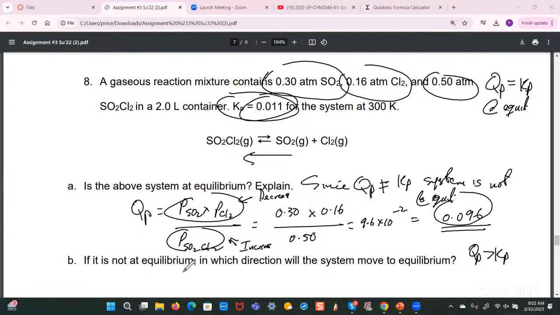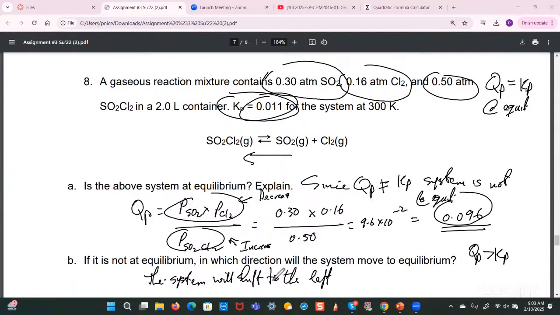So therefore, the answer for this one is the system will shift to the left. Because by shifting to the left, the concentration of the products will decrease, the concentration of the reactants will increase, and therefore Qp will be lowered to be equal to Kp. All right? Okay. Any questions so far? Questions? All right.